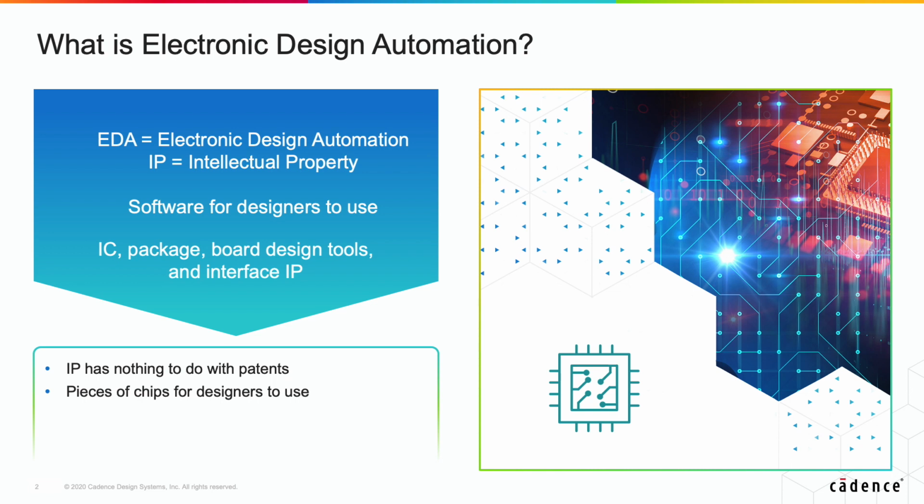But we also have an IP business as well. And IP stands for intellectual property, which is confusing to anybody outside the industry because that usually means patents. Of course, we have patents as well, but they're just pieces of silicon, often programmable, the Tensilica cores. But they're pieces of silicon that you can use in design that are sort of pre-designed. I'll say a bit more about that later.